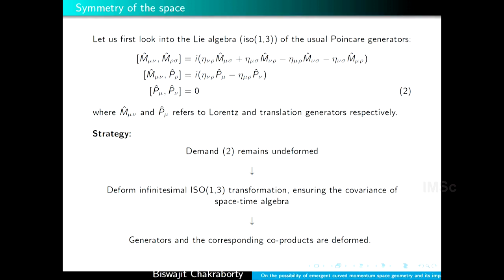So the strategy is the following. We demand that the algebra remains undeformed, with deformed infinitesimal ISO(1,3) transformations, ensuring covariance of the space-time algebra. Covariance means the commutator algebra is stable under the transformation. Generators and corresponding coproducts are also deformed. These results are already existing in the literature. I'll just mention it for completeness. I'm not going to pursue any multi-particle analysis of any multi-particle system. So I'll just mention it in one of my slides.